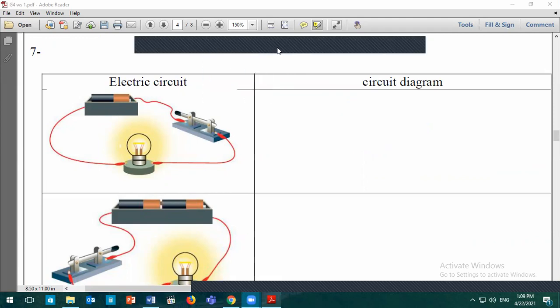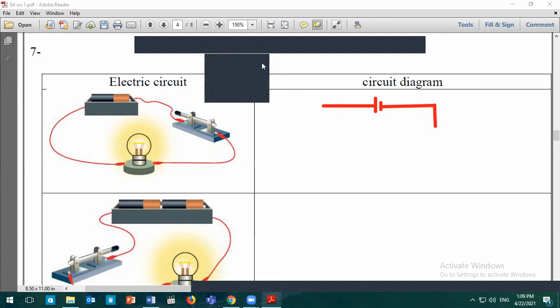So first we'll start with the battery. We'll have a long line and a short line. This will represent the battery. Then we'll have the wire in here. I'm just using different tools from Zoom, so it's not me drawing this. And then we'll have the switch. The switch is so simple. It's just two small circles, like this.